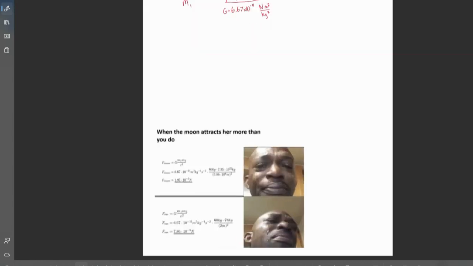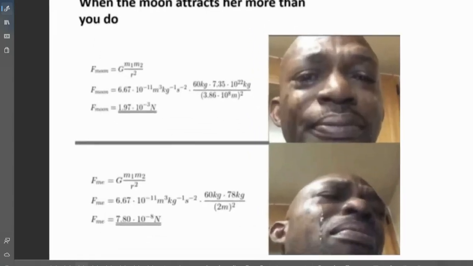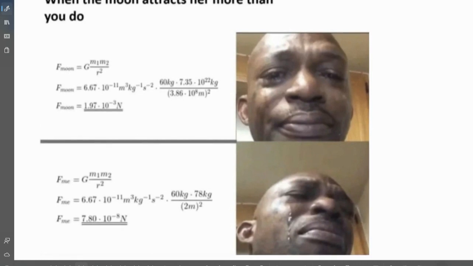However, I found this while scrolling through all my nerdy Instagram pages that I followed the other day, because that's all my Instagram is full of, is just nerd pages that make me laugh. So here we go. When the moon attracts her more than you do. This guy did a gravitational force calculation of the moon.